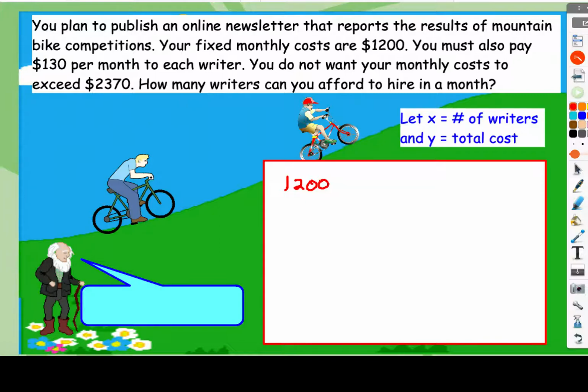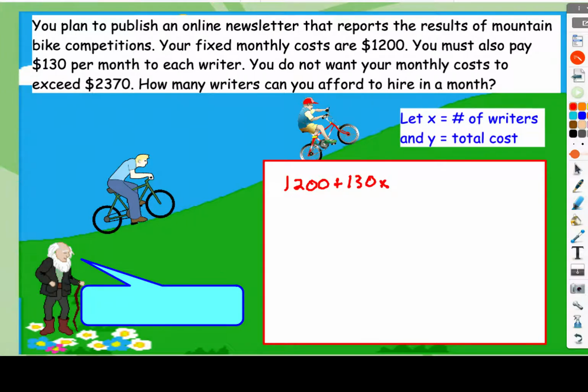You do not want your monthly costs to exceed $2,370. Well, it's not the number of months that's a problem. It's actually how many writers do we want to hire? How many writers can you afford to hire in a month? So let's let X equal the number of writers, while Y equals the total cost. I'm already spending $1,200. I'm also going to add on $130 per writer.